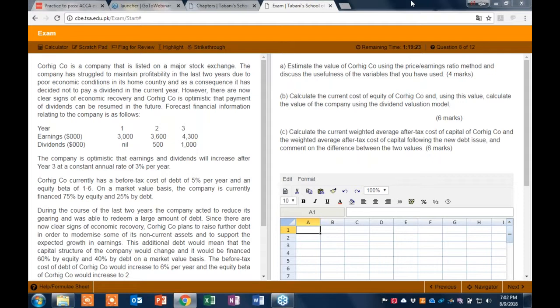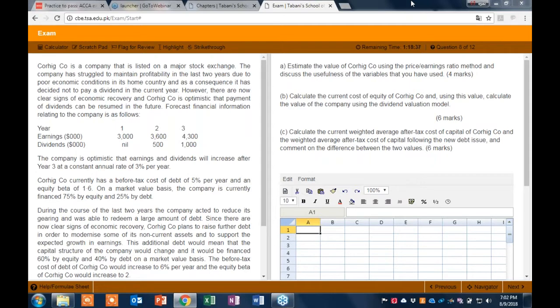So, as you all know, we left this question yesterday. I just assumed a constant dividend with a constant growth. And let's solve this question again. So we were supposed to calculate the cost of equity, and then we were supposed to calculate the value of equity using dividend valuation model.